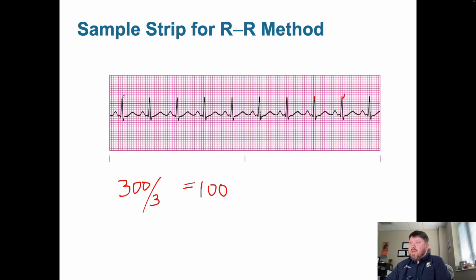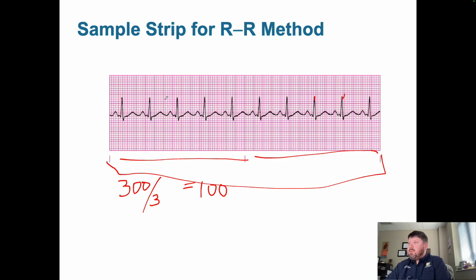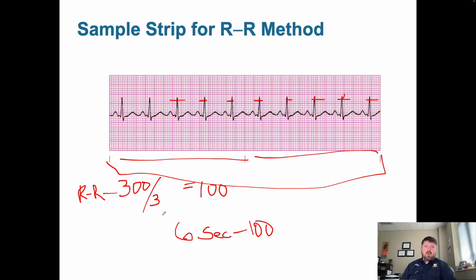Now, if I use my 6-second method, and this is 6 seconds because I've got 3 seconds here and 3 seconds here, that gives me a total of 6 seconds. So it's going to be 1, 2, 3, 4, 5, 6, 7, 8, 9, 10. So that also gives me a heart rate of 100. So my R to R gave me a heart rate of 100, and my 6-second method gave me a heart rate of 100. Now remember, you can only use the R to R method when your rhythm is regular, which is what we're going to talk about next.